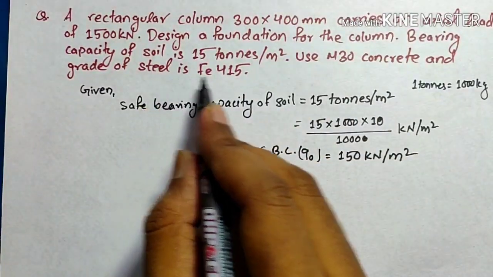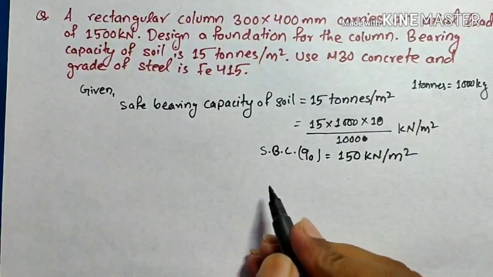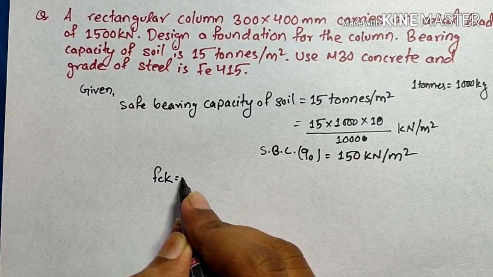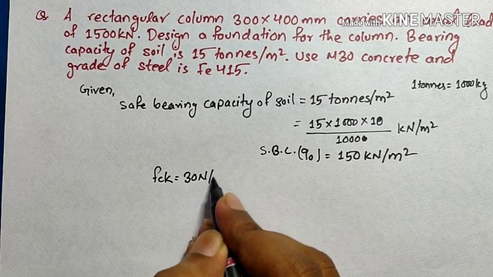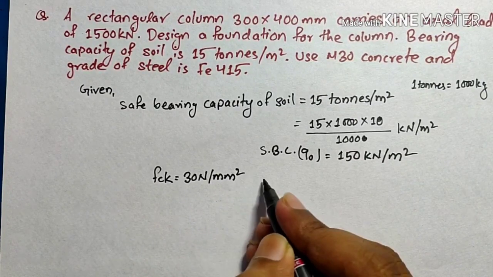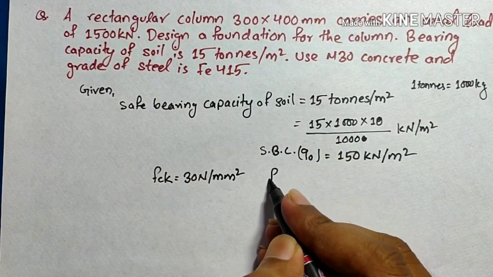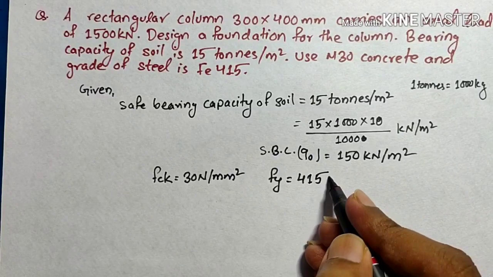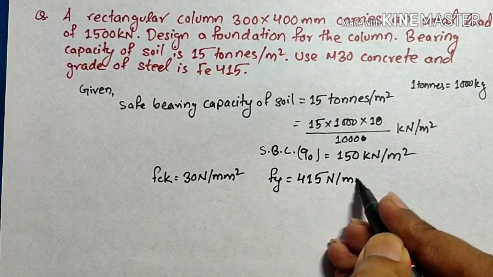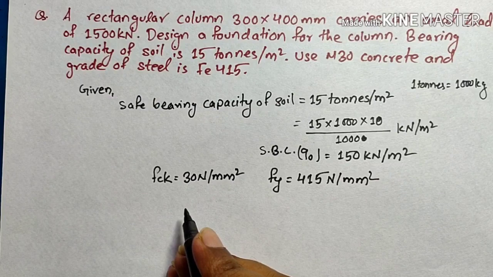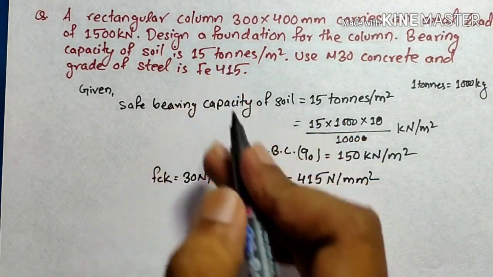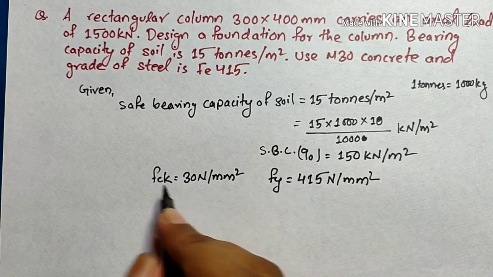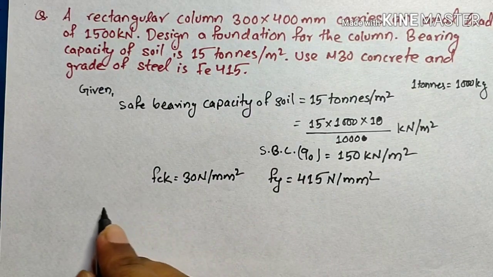Now the second given is our FCK is M30. So write it down here. FCK equals to 30 Newton per millimeter square, and Fy is equals to 415 Newton per millimeter square. Now these are the things, and we are given the dimension of the column, which I will show you in the diagram. And let's move toward the first step.